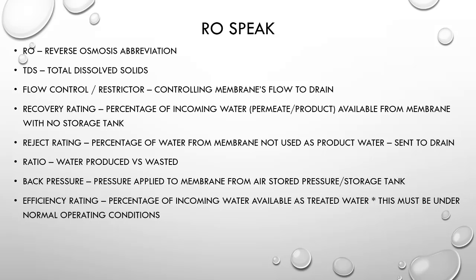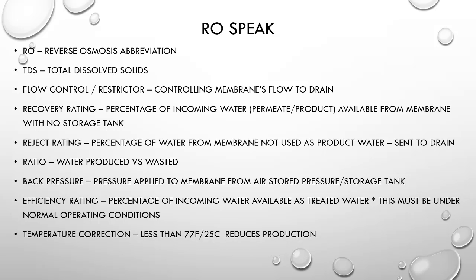Efficiency rating is the percentage of the incoming water available as purified or permeate water under normal operating conditions. The efficiency takes into consideration the use of the air storage tank, back pressure on the membrane, and other factors due to cartridges, fittings, etc. This is considered more accurate than the previously mentioned recovery rate often used with membrane specifications. Efficiency relates to the actual complete system under normal use in people's homes.